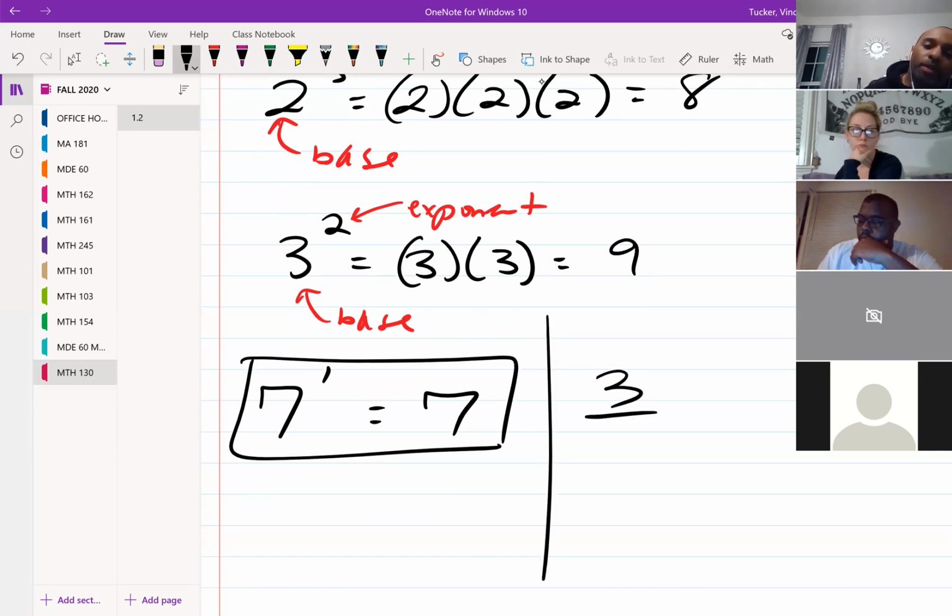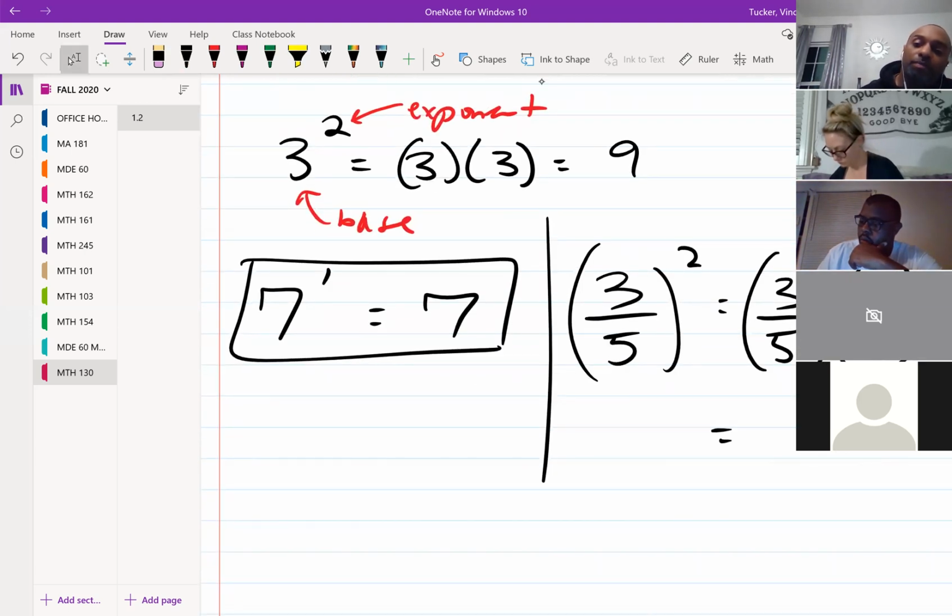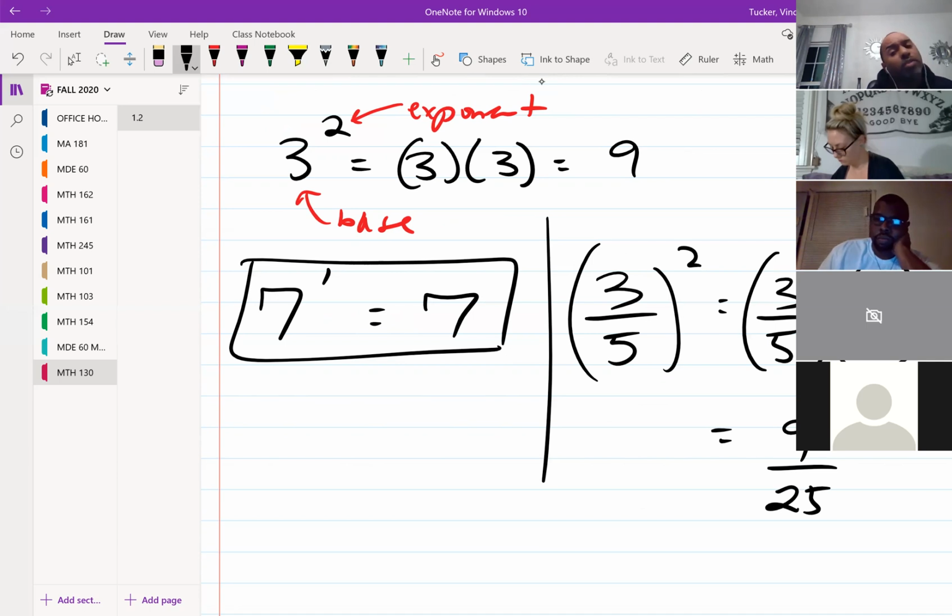If I have 3 over 5 squared, that means we're going to do 3 over 5 squared, or 3/5 squared. So that's 3/5 times 3/5, and all you would do is multiply across. That'll be 9 over 25. Questions on exponents?